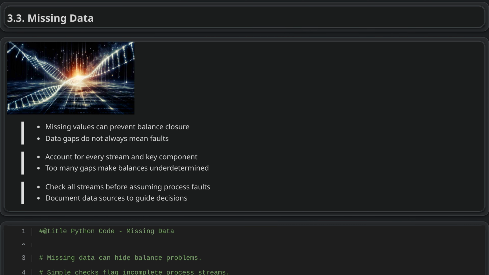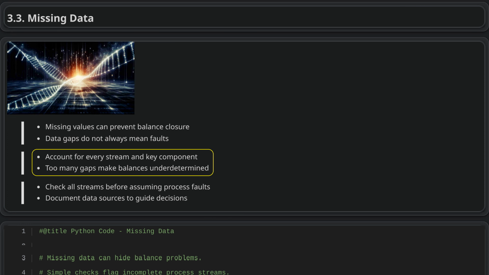Missing data. Missing data can make a material balance check unreliable because the balance depends on knowing process inputs, outputs, and internal changes. If important values such as feed flow, product composition, or vapor loss are not measured or recorded, the balance may appear incorrect even when the process is operating normally. In these cases, the problem is often incomplete information rather than an actual process fault.